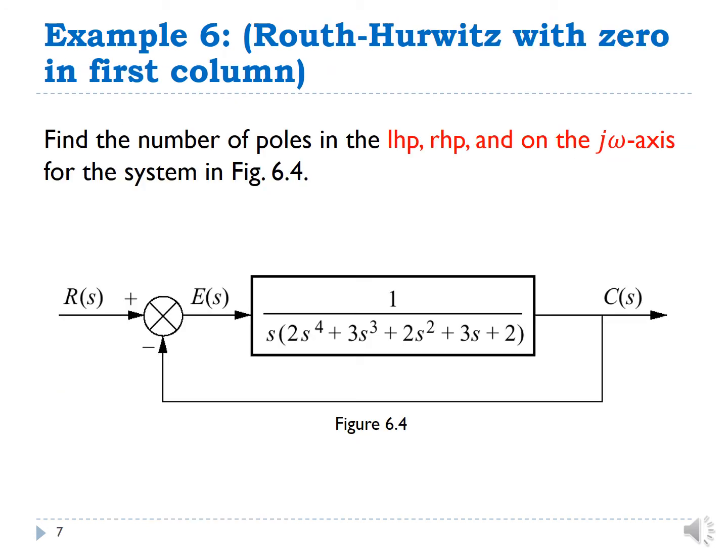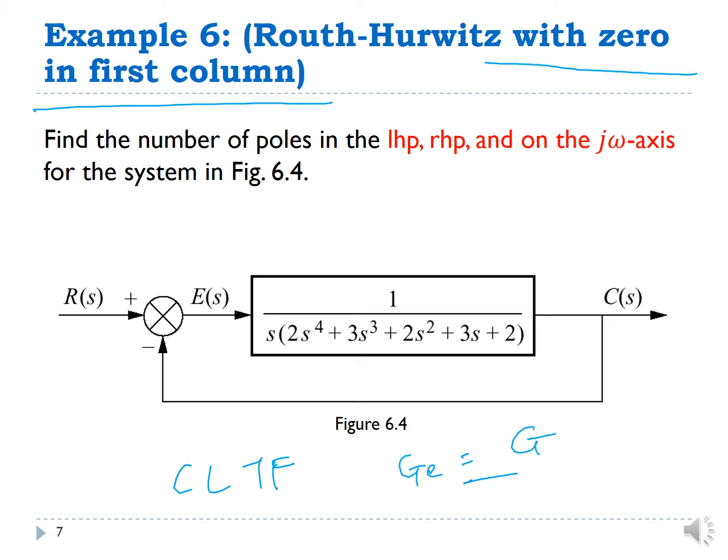Example 6. Find the number of poles in the left half plane, right half plane, and on the imaginary axis for the system in figure 6.4. This example demonstrates the occurrence of a zero in the first column of a row. So, how to solve this example? Yes, finding its closed-loop transfer function using the equivalent feedback formula.